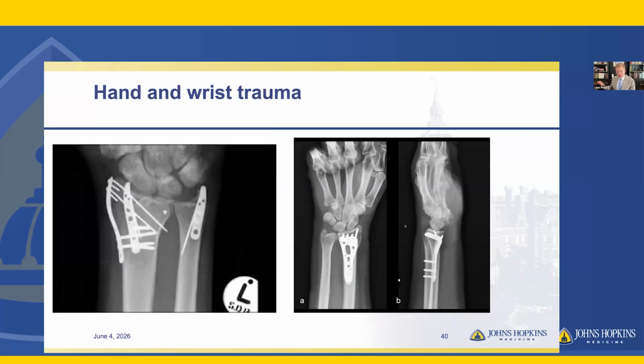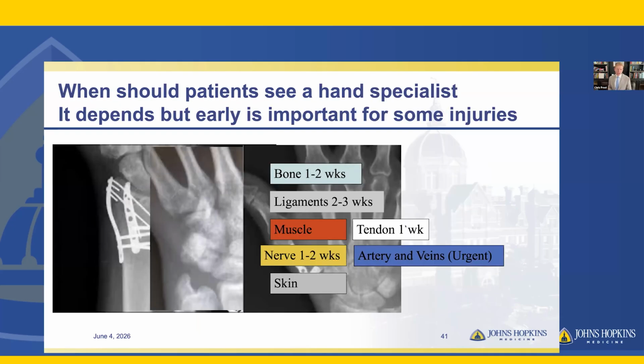And then I wanted to talk just a little bit about hand and wrist trauma. This is another big part of what we do. One of the big questions is, when should you see a hand specialist about these injuries? In general, it's always better to err on the side of earlier, but there are quite a few things where we really do want to see patients within about a week. Of course, if you are in the ER with an artery or a neurovascular issue, that may be something that we take care of emergently or urgently.